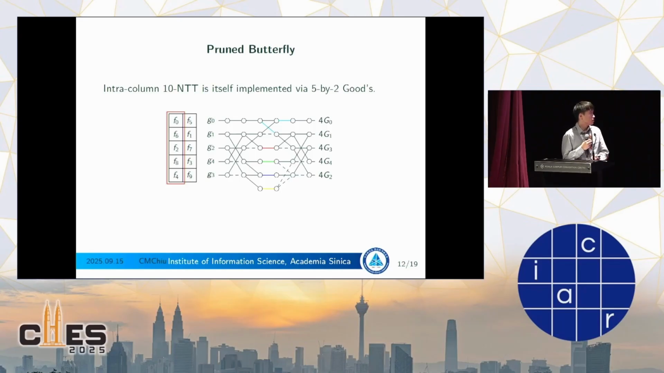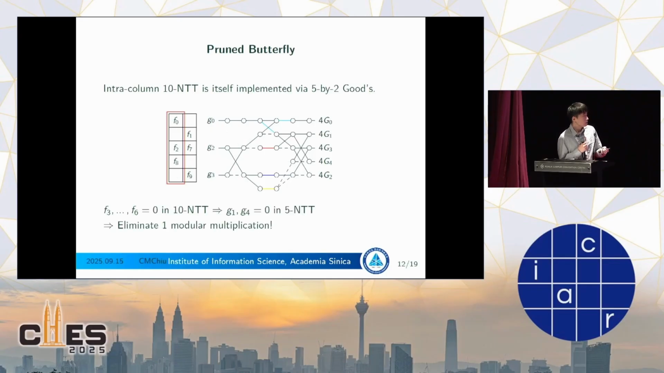So the intra-column 10-NTT is itself also implemented by a Good's NTT, in this case 5 by 2. So they are also rearranged diagonally into a 5 by 2 array. And we will focus on the left column, which needs its own 5-NTT on the right. We will call the 10 inputs to the 10-NTT F0 to F9, and the 5-NTT outputs G0 to G4.